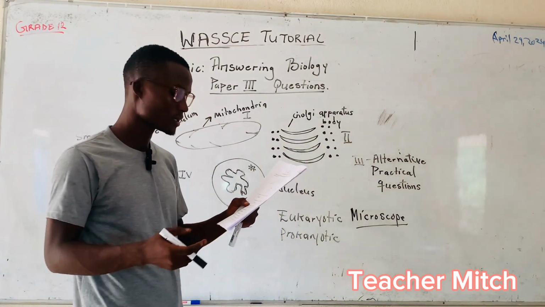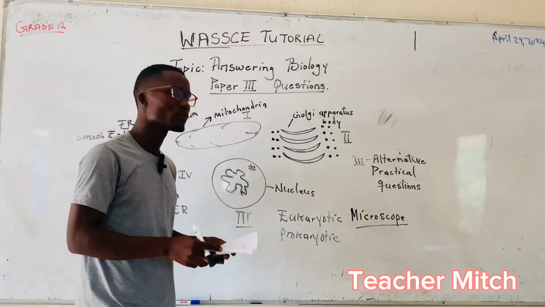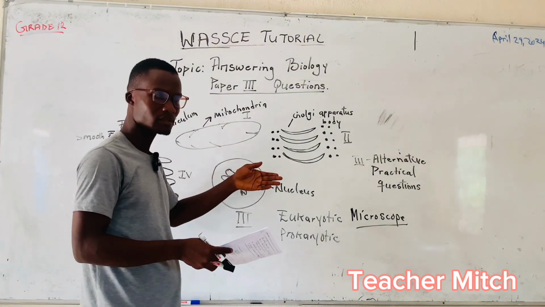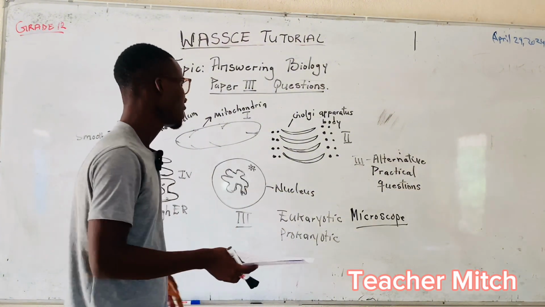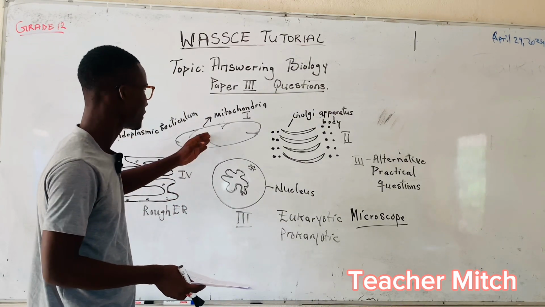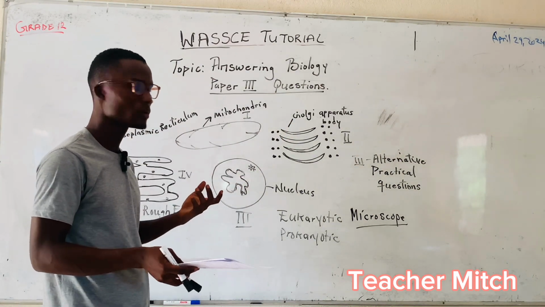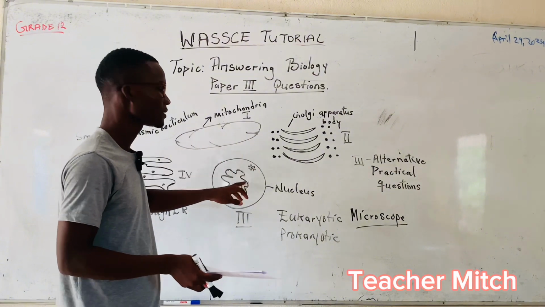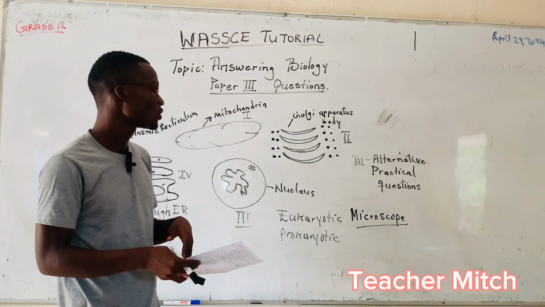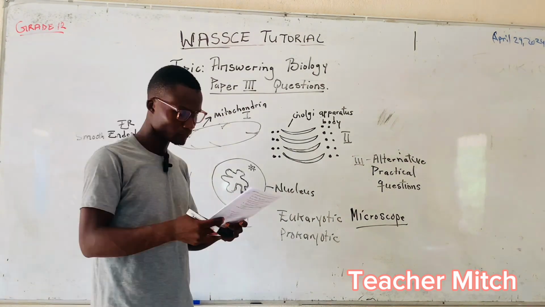Then the third question is, what is the general name for the structures illustrated? To find the general name, we first have to know whether these things belong to plant cells or animal cells. So when we check here, we see that we have rough ER, the mitochondria, the Golgi apparatus, and the nucleus. And then we get to understand that all of these organelles can be found in plant cells. At the same time, they can be found in animal cells. So the general name for this could be plant and animal cell.